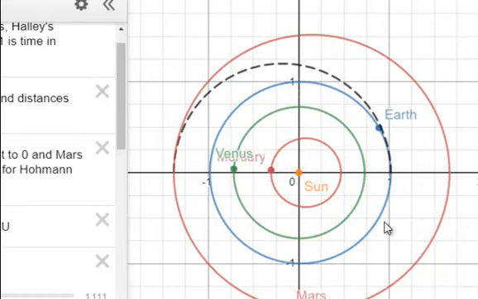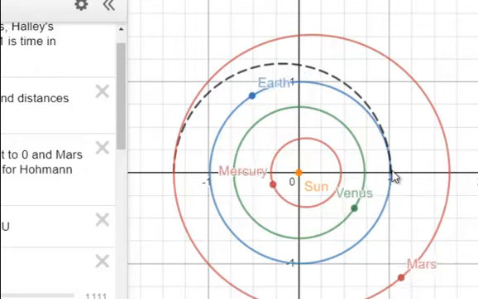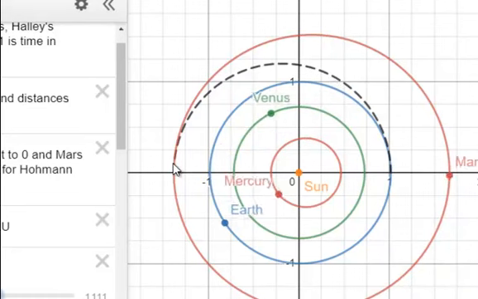So that's the Hohmann transfer to get from one almost circular orbit to another almost circular orbit using this more elliptical orbit here, taking off with a larger speed, arriving with a smaller speed over here.